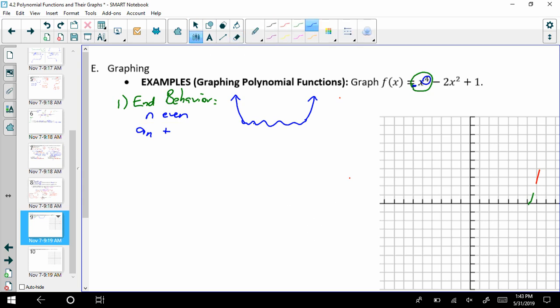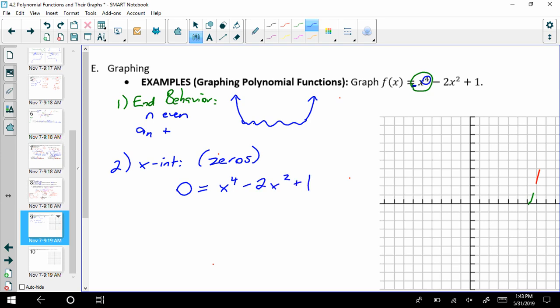Great. Now we're going to attempt to figure out this middle part. What's it doing in between the ends? To do that, one thing we're going to identify are the x-intercepts, also known as the zeros. How many of them are there going to be? There's going to be 4 of them. To find them, we're going to set the function equal to 0. That's why they get called the zeros.